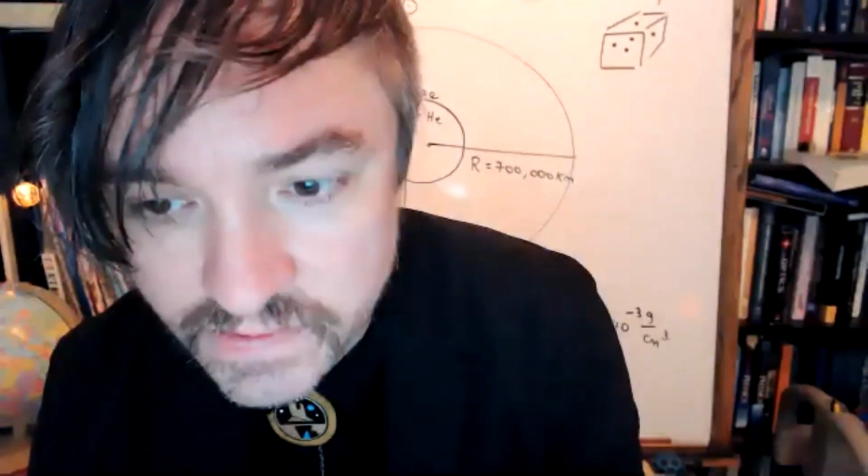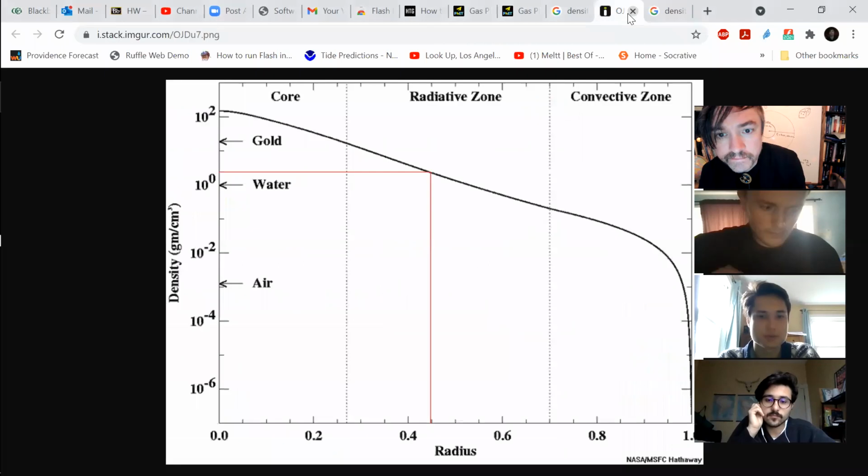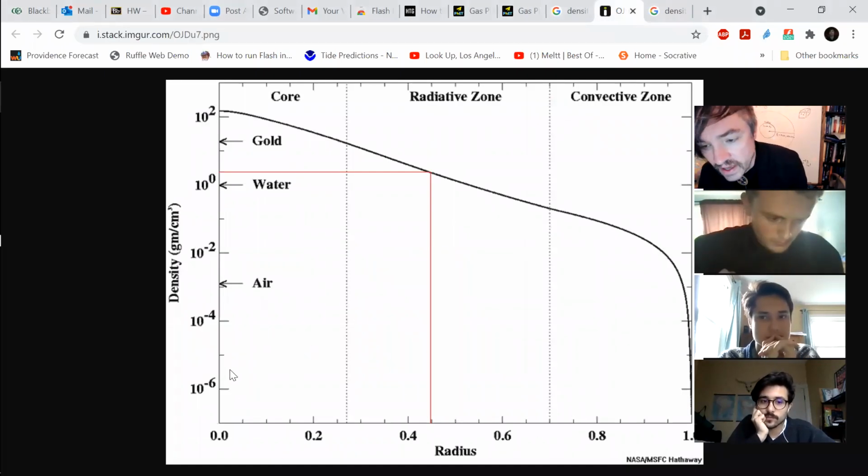The outer layer of the sun is how many times less dense than the air in this room that we're breathing? Talk smart to me. 1,000 times less dense. Right. It's 1,000 times less dense than the air in this room. The edge of the sun near the photosphere is ghost-like.